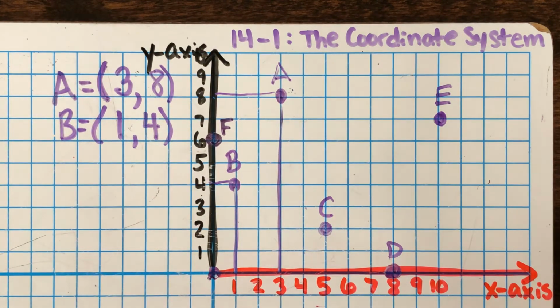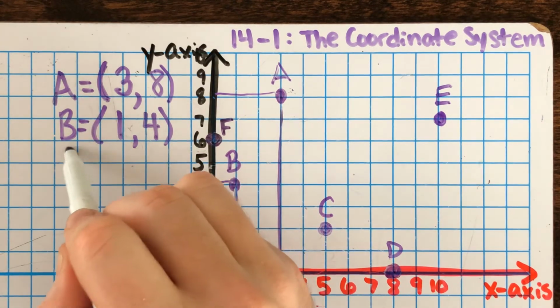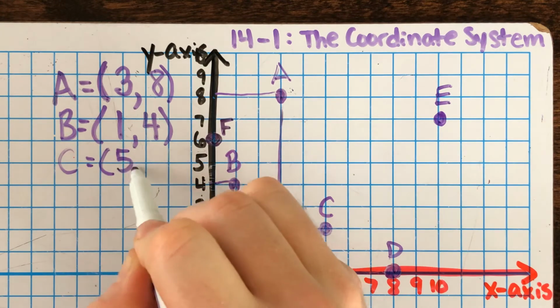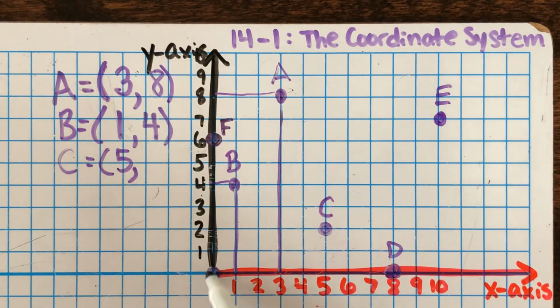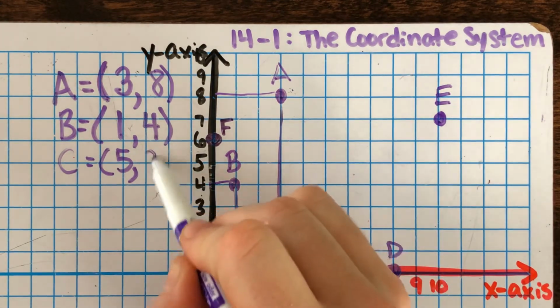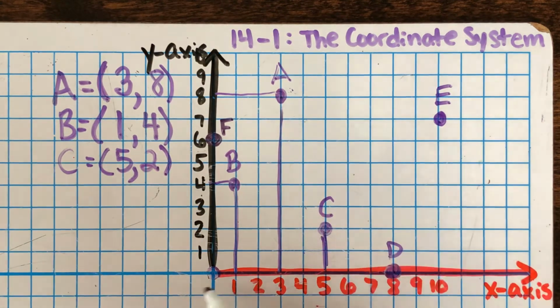Let's look at C. Without even drawing any lines, what is the x-coordinate for C? How many times from the origin does it go over? It goes over 5 times. So for C, our x-coordinate would be 5. Starting at the origin again, how many times does it go up until you hit where C is? 2 times. So 5 over, 5 up to 2, that would give you C.